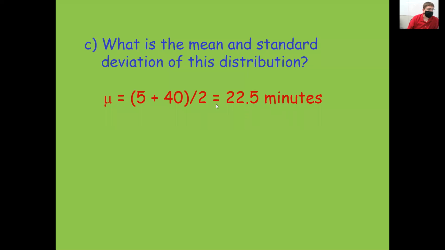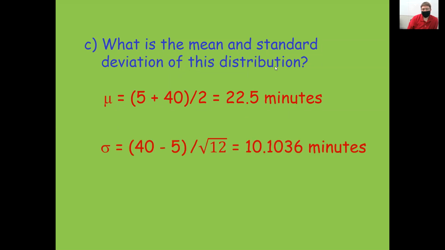Don't forget to put your units on the average and standard deviation stuff. And then standard deviation is the largest minus the smallest, so that you get a positive number, which is 35, divided by the square root of 12. It's always going to be this number right here. All right, so we're going to get equal to 10.1036 minutes. Again, any questions on this? We okay with this? Before we move on to the normal stuff. What's up, Miss Elizabeth?